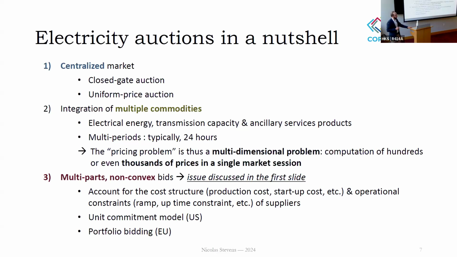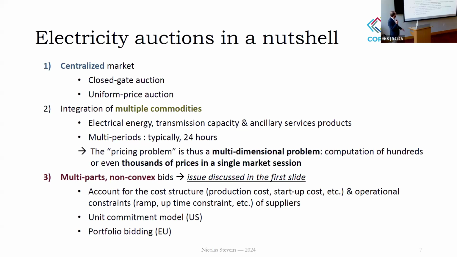So the first characteristic is that electricity markets are very centralized markets. They are typically organized as closed gate uniform price auctions. That is really what we have seen on the first slide, right? You would have one auctioneer that receives supply and demand bids. The gate closes. The auctioneer runs some algorithm to clear the market. He announces the dispatch that he provides to all suppliers and consumers, and he computes a price. That's really the way most electricity markets that we are concerned with in this talk work.